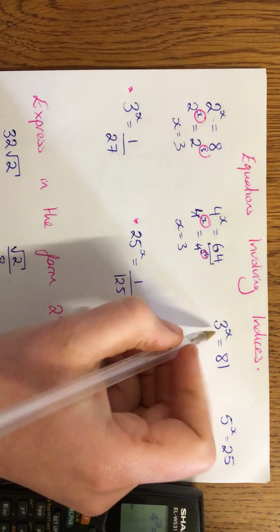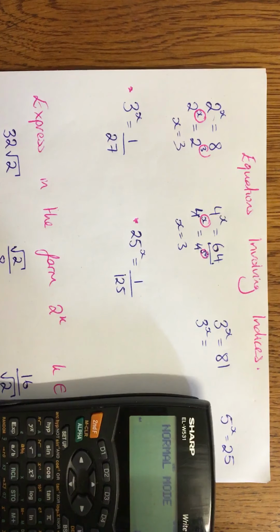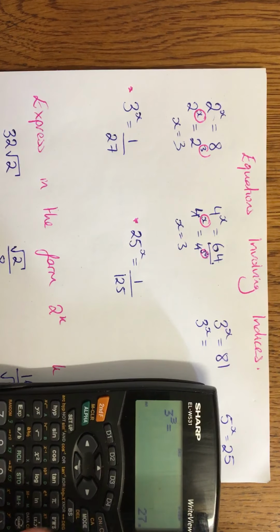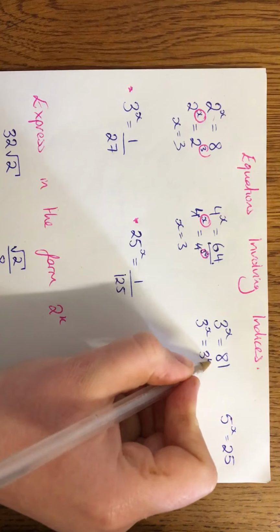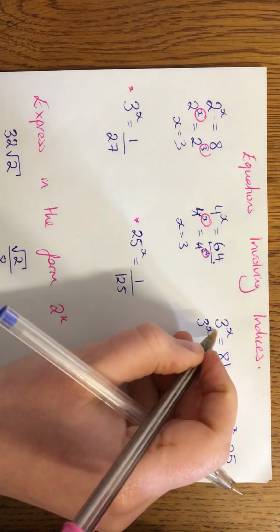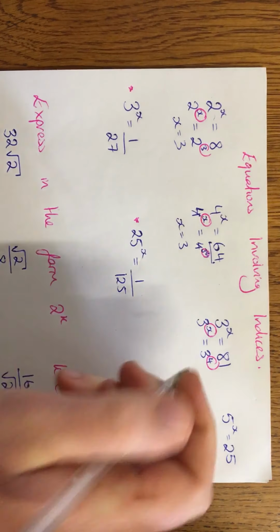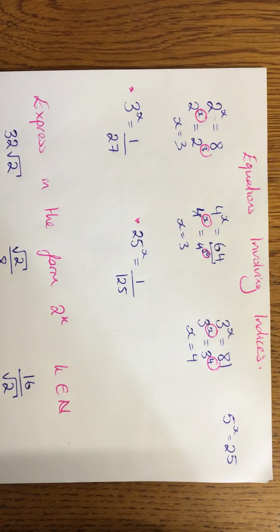The next one. So I have 3 to the power of x equals 81. Now, how can I rewrite 81 using 3 as a power? So 3 cubed is 27, so that won't work. So it's 3 to the power of 4 is 81. So instead of 81, I'm going to write 3 to the power of 4. Same base on both sides. So I can circle the bases, x equals 4. Okay, on to the next one.